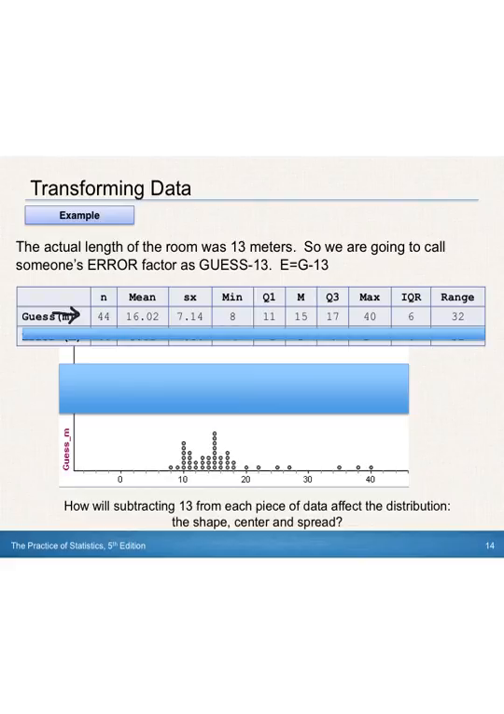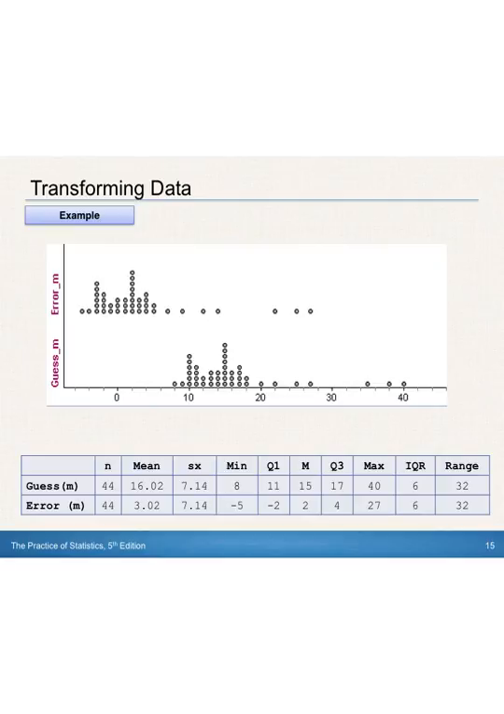Think for a moment, how is that going to affect the distribution? So we'll notice that when we subtract 13 from each of the guesses, the mean goes down by 13. Not a big surprise. When we subtract 13 from each of the guesses, the minimum goes down 13, the Q1 goes down 13, the median, etc., all those.